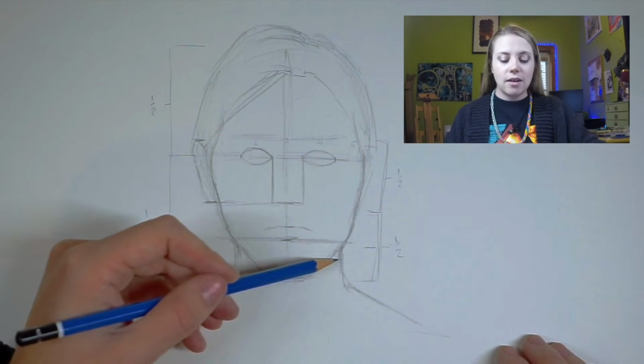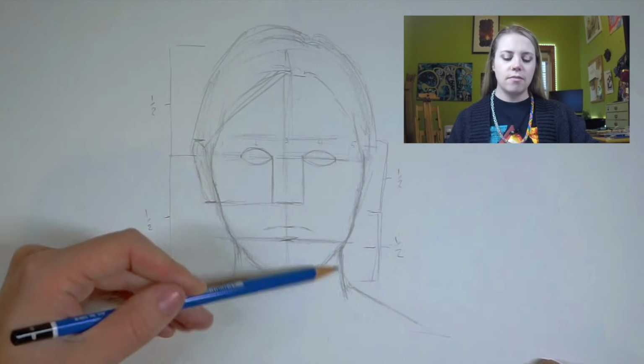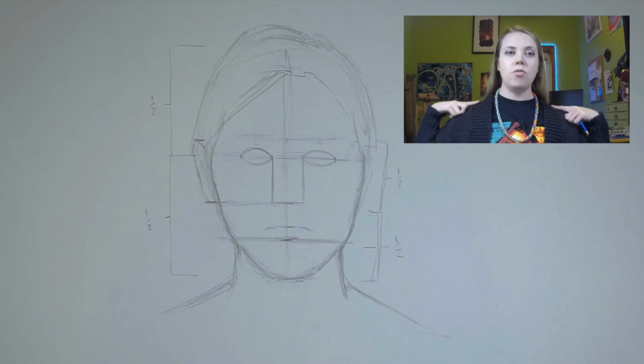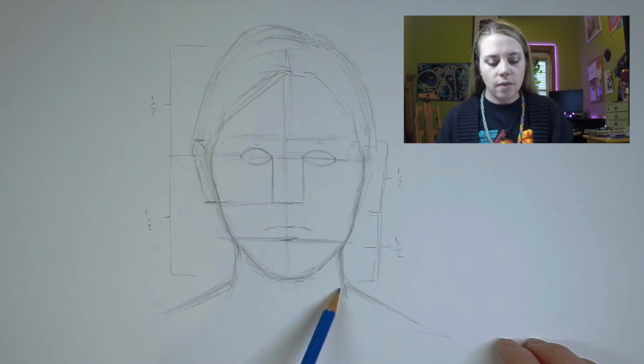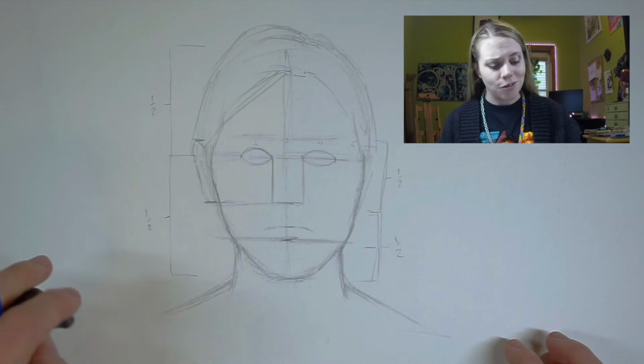Now, so we have our neck. Really look at your own neck. How long is it? How far does it come down before we start to see it move outwards towards your shoulders? I've got a pretty short neck, like everything else about me, pretty short.